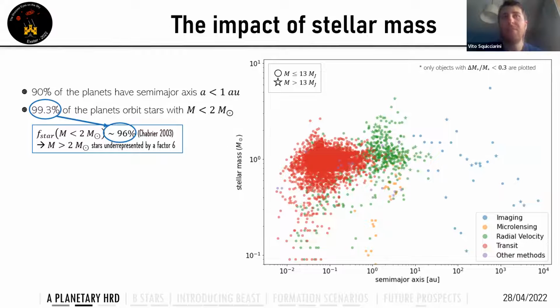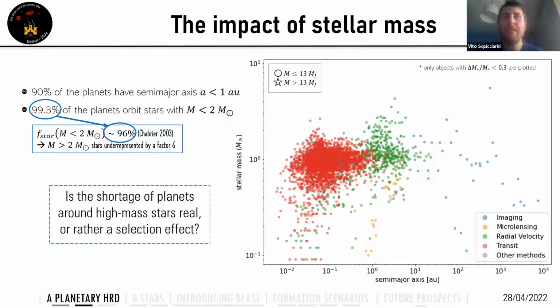And if we compare it with the frequency of high-mass stars, which I define as the stars with more than 2 solar masses, we can see that these stars are underrepresented by a factor of 6 in the current census of exoplanets. So we might ask ourselves if this shortage of planets around high-mass stars is real, or rather if it is a selection effect.